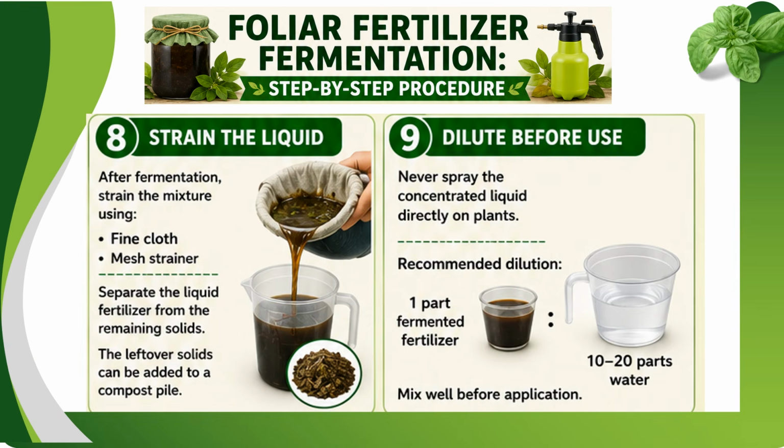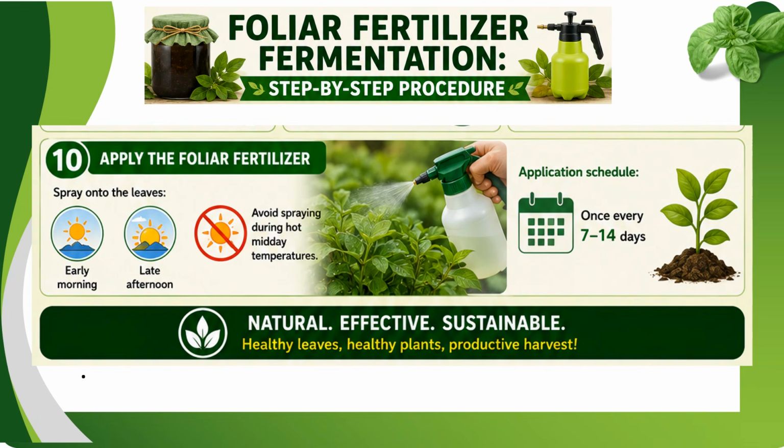8. Strain the liquid. After fermentation, strain the mixture using fine cloth or mesh strainer. Separate the liquid fertilizer from the remaining solids. The leftover solids can be added to a compost pile. 9. Dilute before use. Never spray the concentrated liquid directly on plants. Recommended dilution: 1 part fermented fertilizer to 10 to 20 parts of water. Mix well before application. 10. Apply the foliar fertilizer. Spray onto leaves during early morning or late in the afternoon. Avoid spraying during hot midday temperatures. Apply every 7 to 14 days.